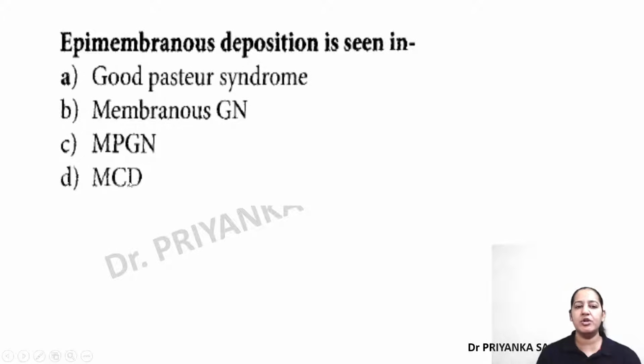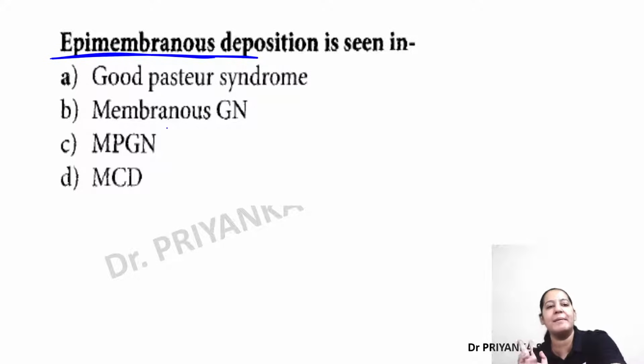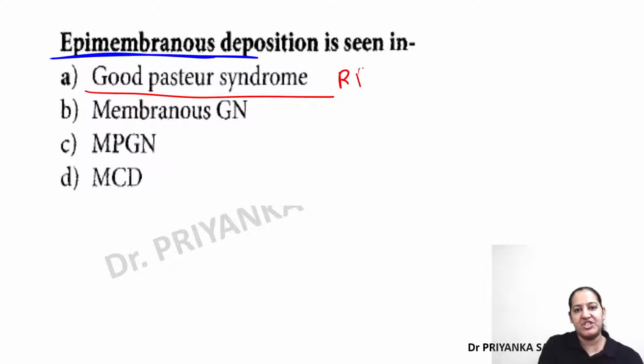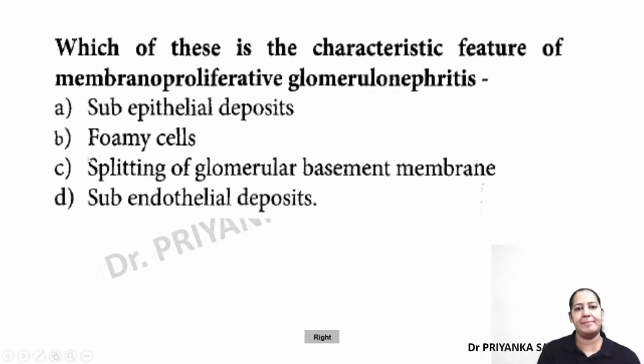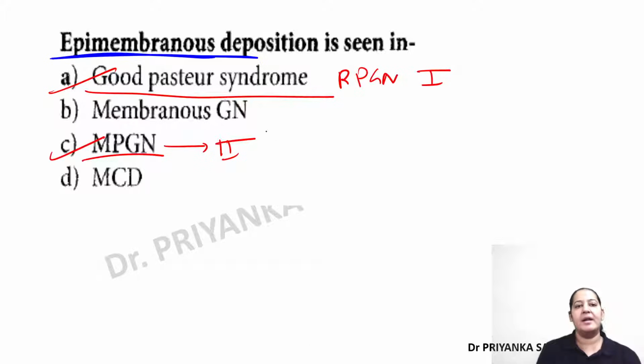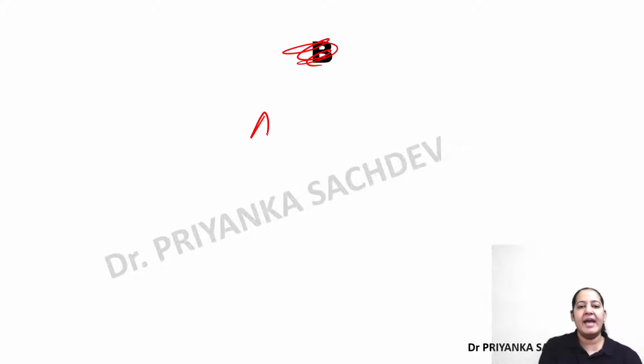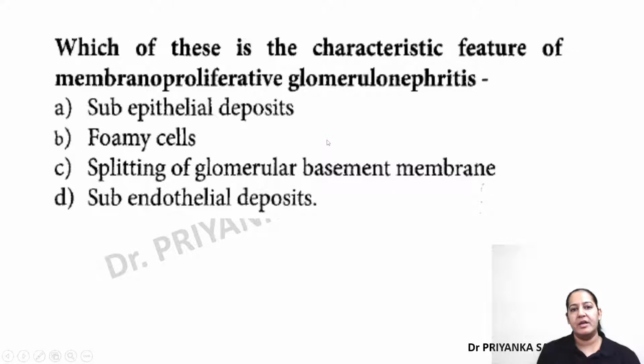The next question, you already know the answer. Epimembranous deposits are... here two answers will be correct. Give me two answers which are correct. One is Goodpasture, that is type 1 RPGN, which is intramembranous, or MPGN type 2. So A and C both are correct. In both, intramembranous deposits are present. Yes, Siddhika, absolutely right. I have written this answer wrongly, it is not epimembranous. A and C are the correct answers. You got my point.